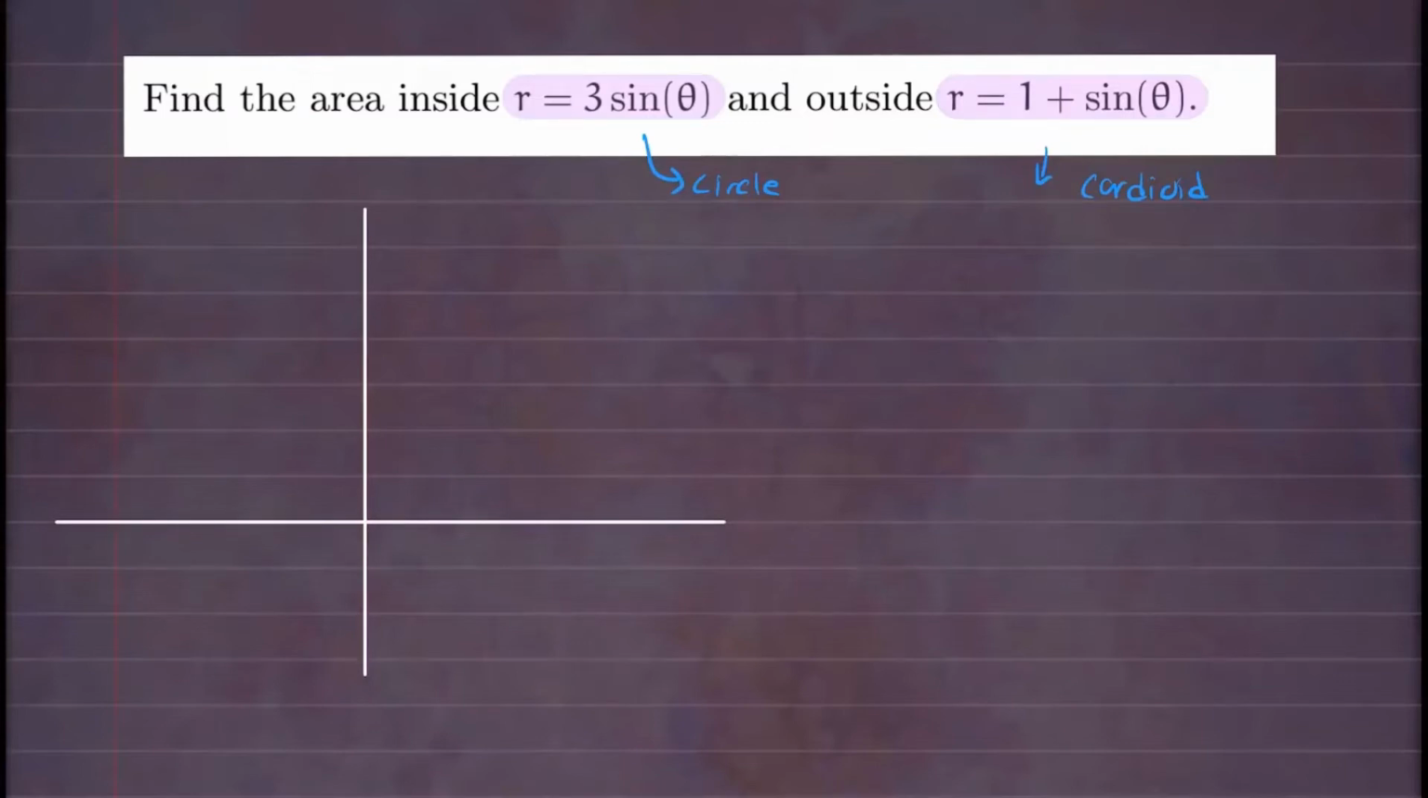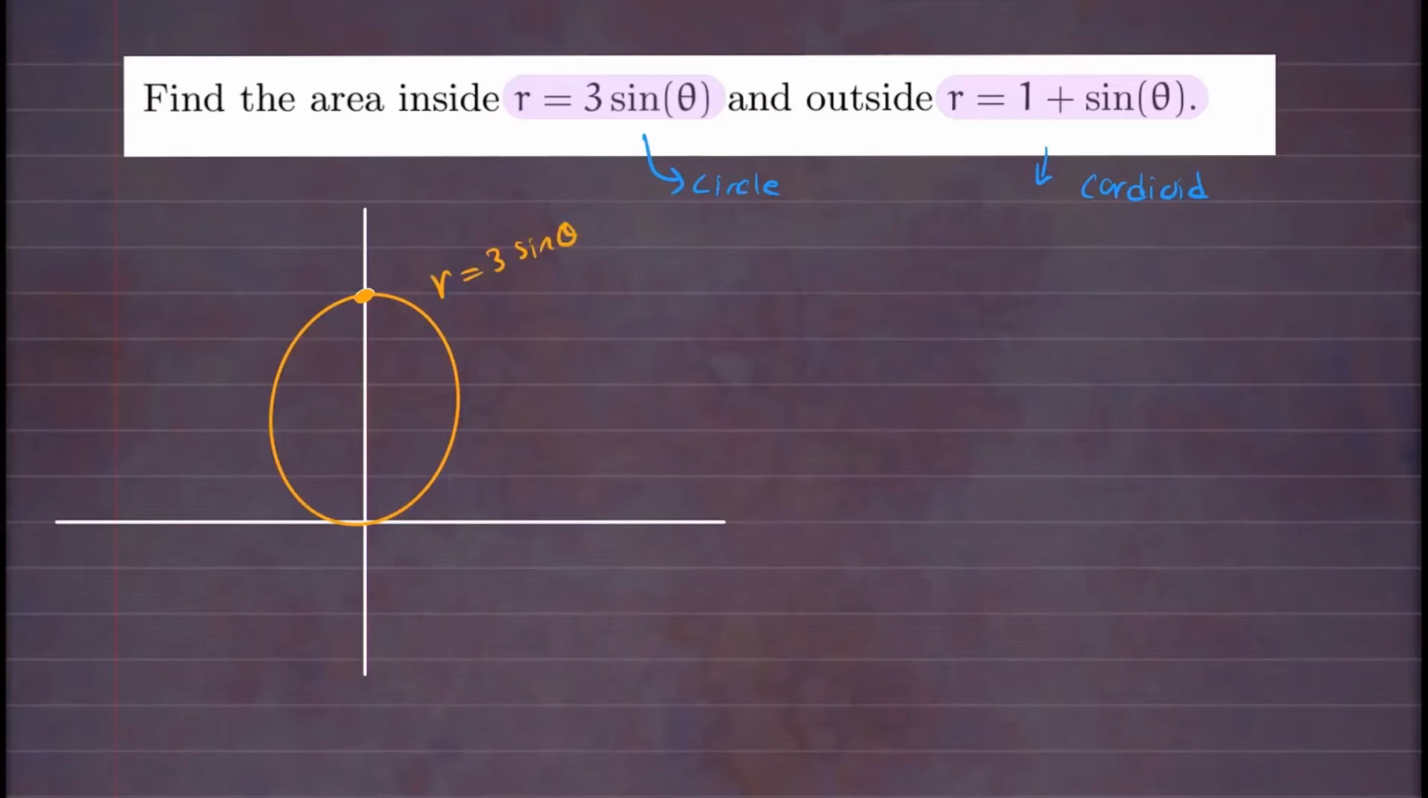So when theta is pi over 2, sine is 1, so that's going to be at 3. So let's suppose that's the maximum point, and then this is just a circle going around like this. So something like that. So that's your curve, r equals 3 sine theta.